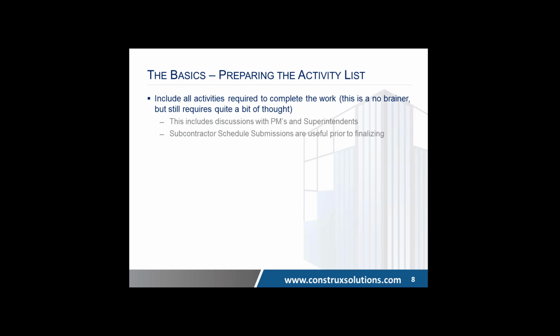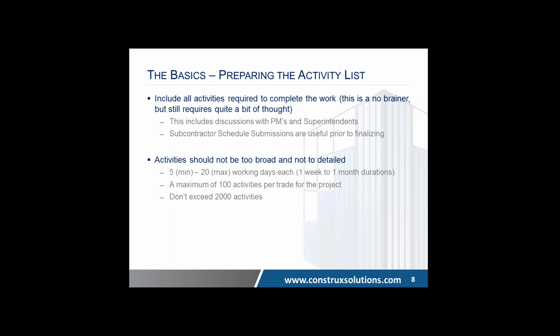Basics of preparing the activity list. How do you come up with these activities? The first thing is you have to include all activities to complete the work, obviously a no-brainer. This includes discussions. The people you need to discuss with are obviously project managers, superintendents, subcontractors. Getting that subcontractor schedule submission is useful so that you can begin to list everything that needs to be done.